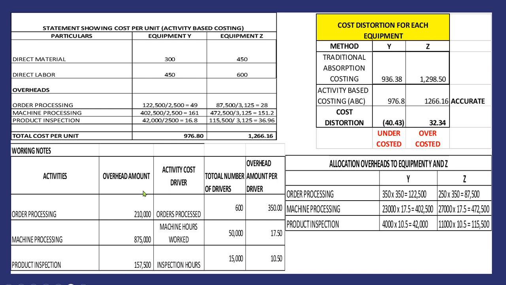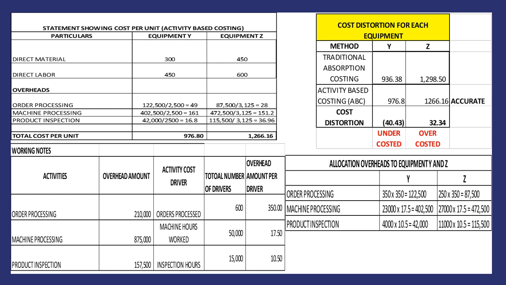The amounts are 210,000, 875,000, and 157,500. And what is the cost driver for each activity? For order processing, the number of orders processed. For machine processing, the number of machine hours worked. For product inspection, the number of inspection hours is the activity driver. And what is the total number of drivers for each activity? For order processing, 600 orders. For machine processing, 50,000 machine hours. For product inspection, 50,000 inspection hours.